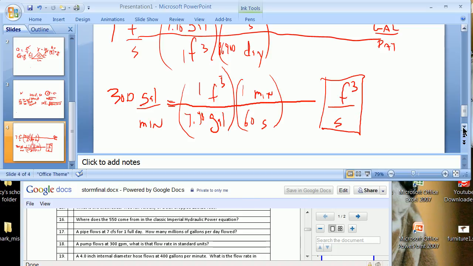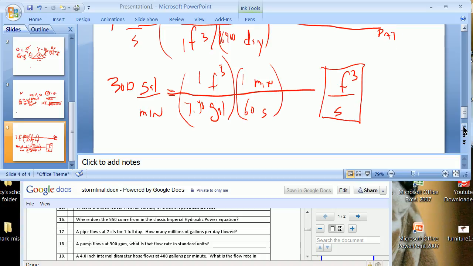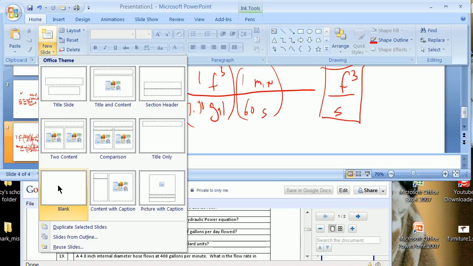At some point, one might program one's calculator to do these things. That would be better than having a program provided to you if you're doing enough of these, but you do want to be able to do a quick calculation. You want to get this in your head: if you go to standard units, a lot of the equations will work out a lot nicer for you. Home, new slide, blank.